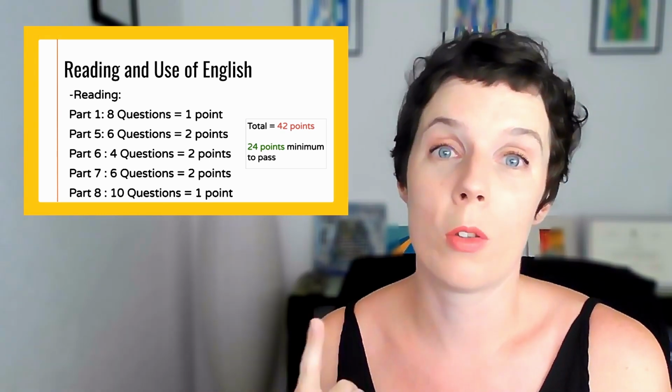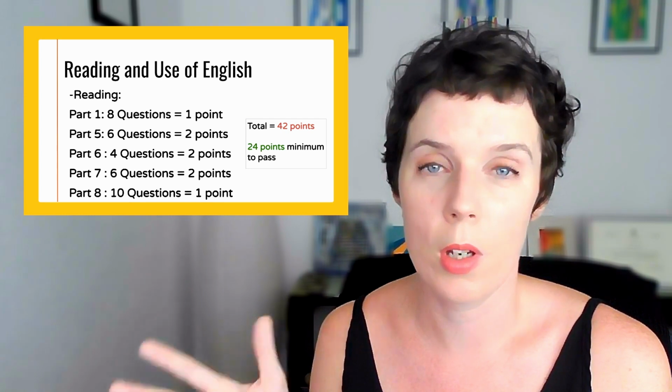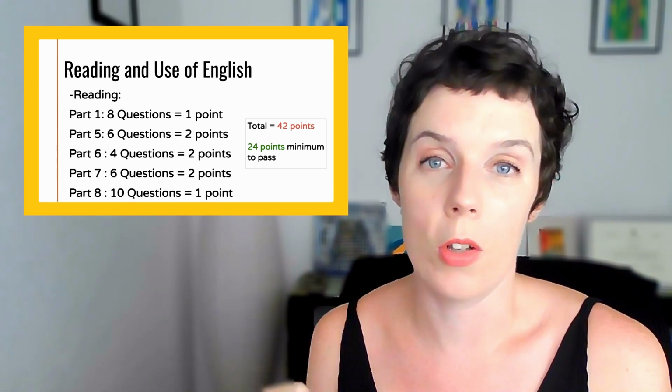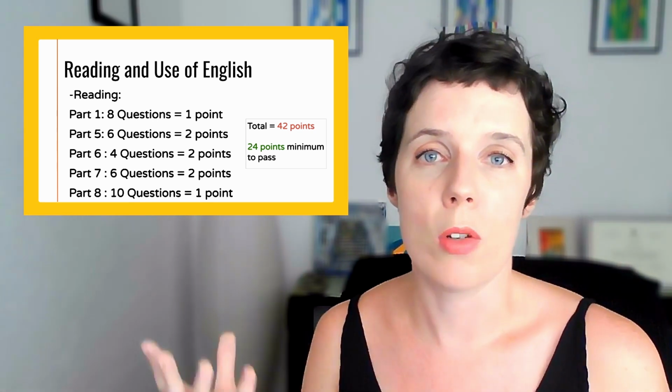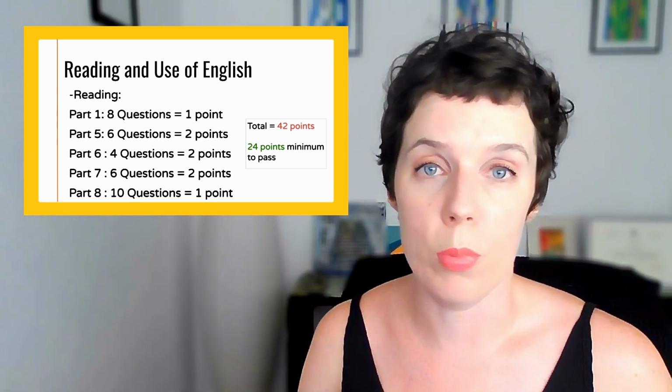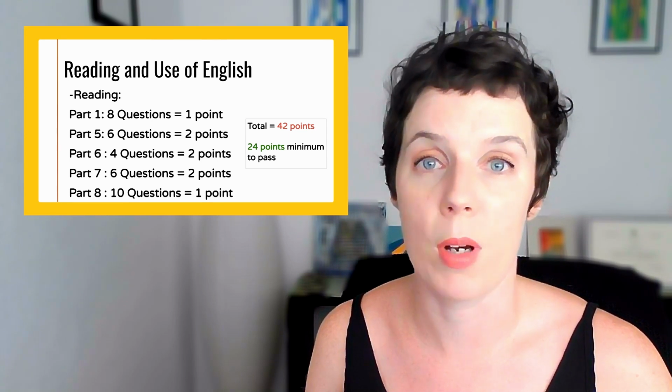If you get one question wrong in parts 5, 6, or 7, you lose 2 points. So you need to concentrate a lot on parts 5, 6, and 7 because that's where most of your points are. All right, so reading is a total of 42 points, and you need a minimum of 24 points to pass this part of your exam.